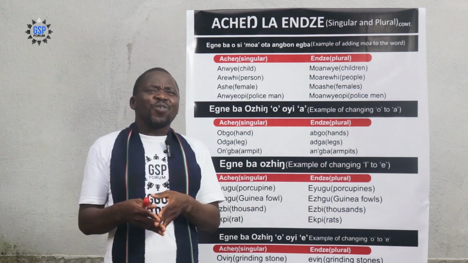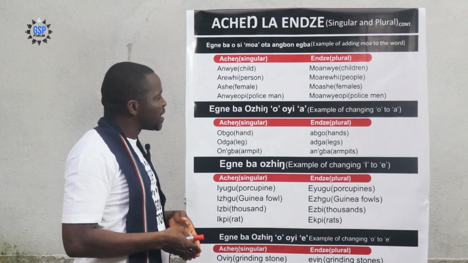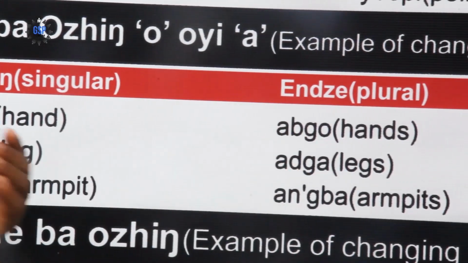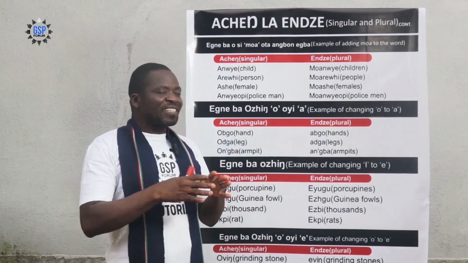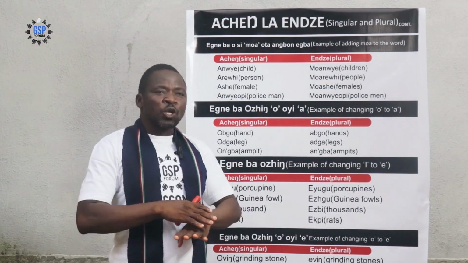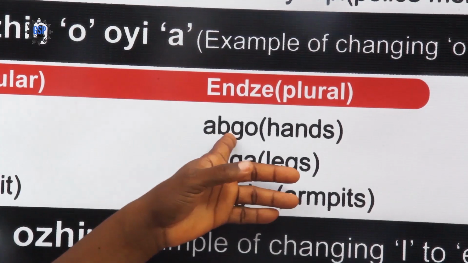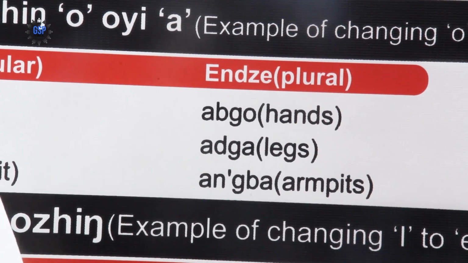But what if obugo became two? In Eggon, we say abugo. You can see that O has changed to A. That one change alone has made it plural. And abugo in English is hands.